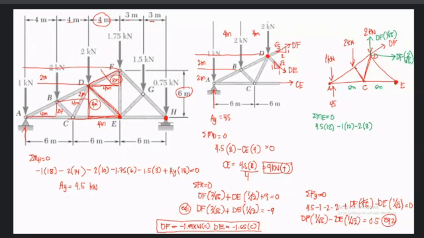Saan galing yan? Ito si point E, no? So ito yung distance na yan. 4 plus 4, so that's 8. And then minus 2 times 4. And then minus DF times 1 over square root of 5 multiplied by the distance, which is 4. And then plus DF times 2 over square root of 5 multiplied by 4 is equal to 0.